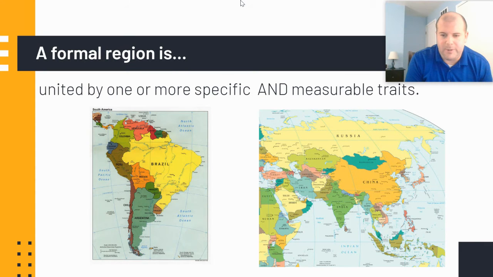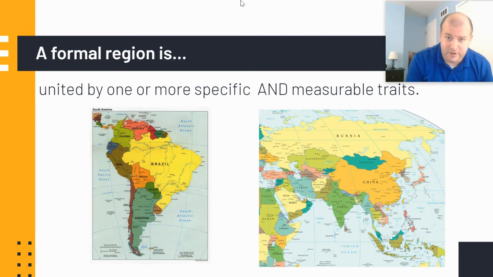So formal regions are basically where a geographer has taken a very specific and measurable trait, collected data on that trait, and then mapped that data. These are not regions off the top of your head. These are regions that have been created with a data collection and data analysis process. And the most basic type of formal region is a country.